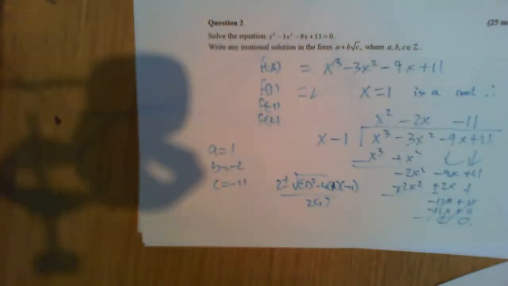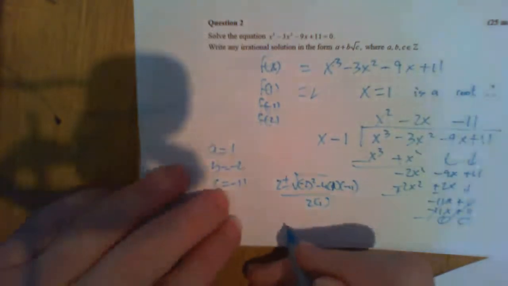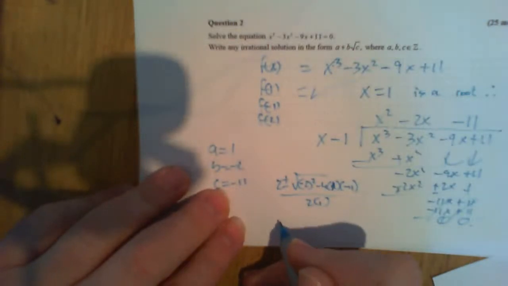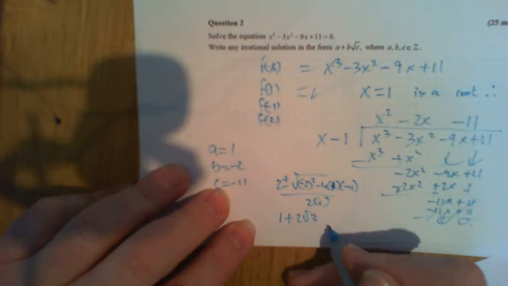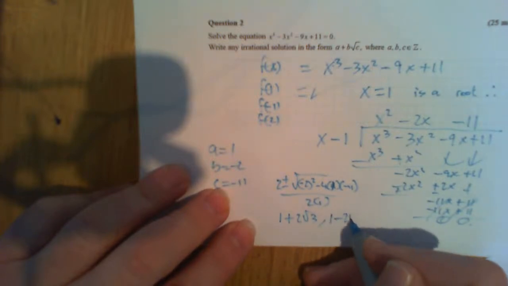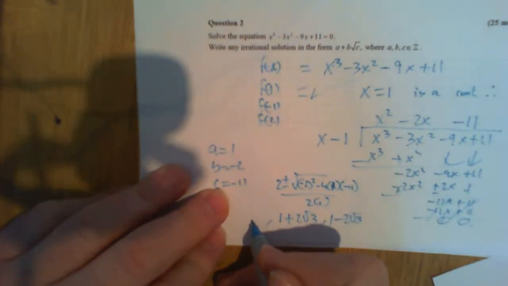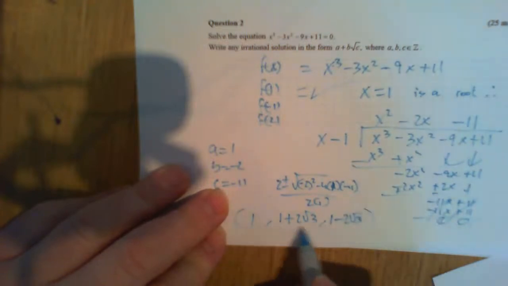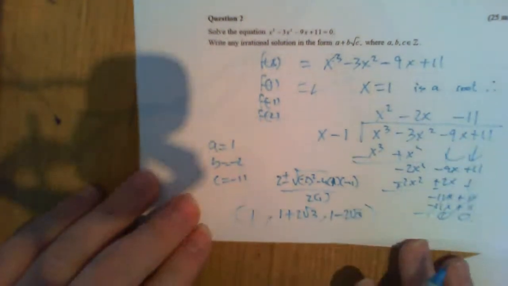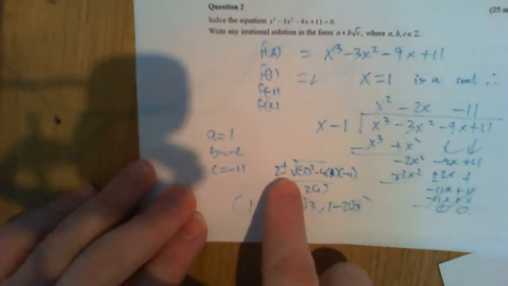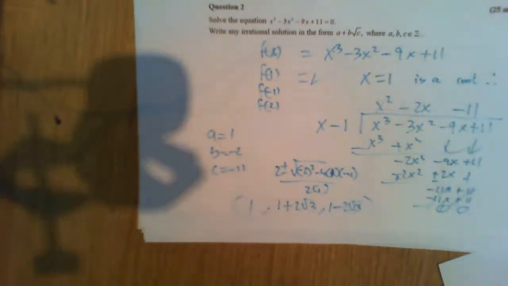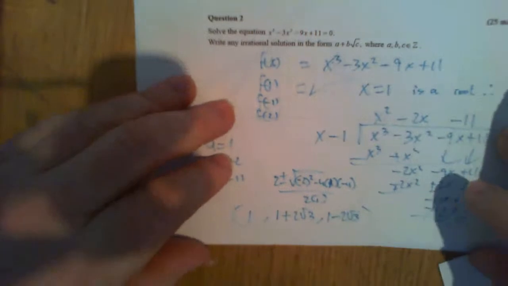So on a calculator, that is 1 plus 2 root 3, 1 minus 2 root 3, and obviously 1. So there's my 3 solutions. There's my 3 roots. Okay, calculator gives me the plus version. If I just put it back in as the minus version, it's going to be the same thing. Okay, so that's brilliant. Okay, so I hope that helps you.